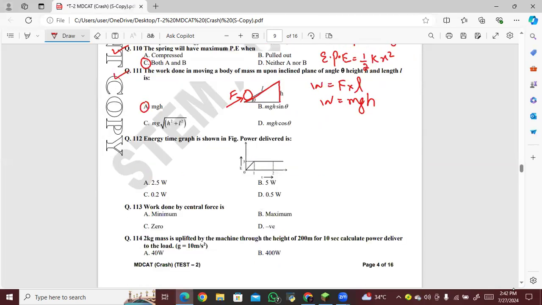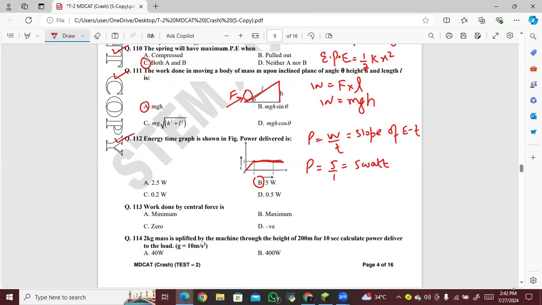112. Energy-time graph is shown in the figure. Power is the work done over time, or you can say the slope of the energy-time graph. So there is a straight line. In this straight line, slope is zero, no power is being delivered. Up to 5, power is being delivered, so its slope is 5 by 1. So the answer is 5 watt. B is the right option.